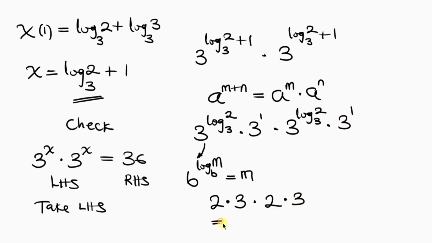And if we have to multiply all this together, 2 times 3 is 6, times 2 is 12, and then times 3 is 36, which is equal to the right hand side. So our value for x equal to log 2 base 3 plus 1 is actually correct.